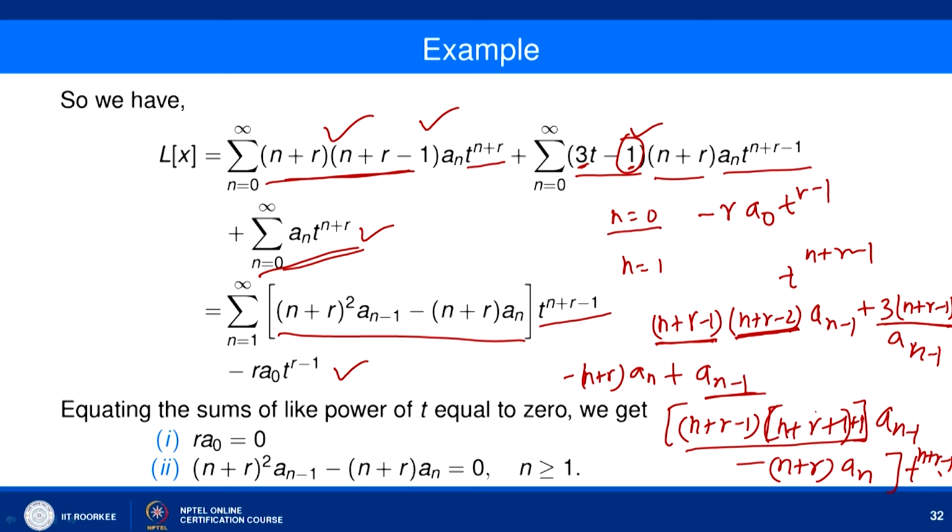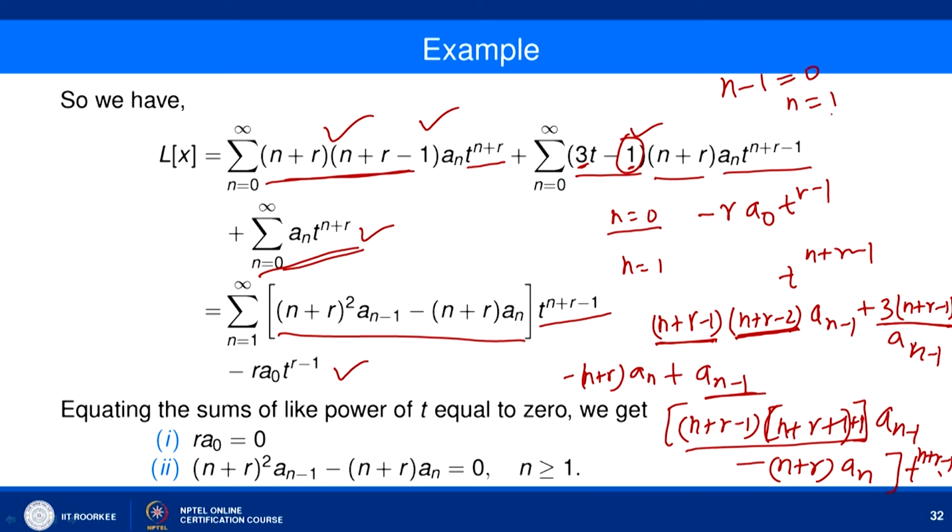When you simplify this, you will get n plus r whole square minus 1 plus 1. So it is n plus r whole square a n minus 1 minus n plus r a n t to the power n plus r minus 1, when we start from n equal to 1 to infinity. And then because you are replacing n by n minus 1, n minus 1 equal to 0 means n is starting from 1 onward.